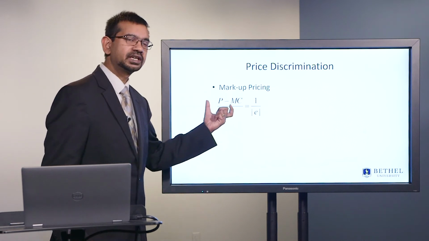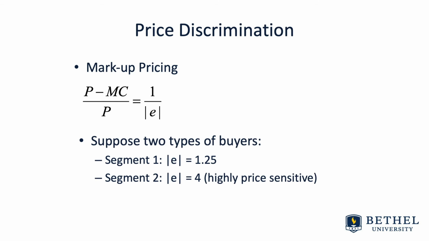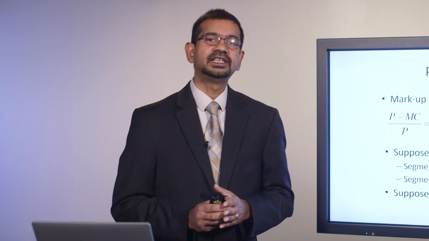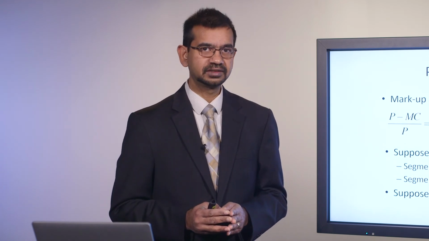This basic formula captures markup pricing. A monopolist will charge a price above the marginal cost in response to the elasticity. Now, if you recall, elasticity captures the buyer's responsiveness to the product. So now suppose we have two kinds of buyers. The first segment is highly price responsive, and the second segment is less price sensitive.